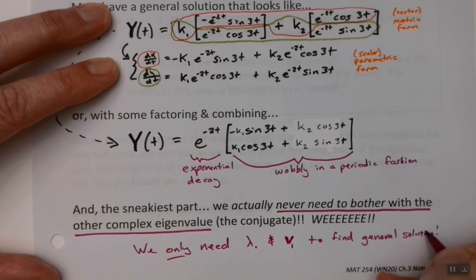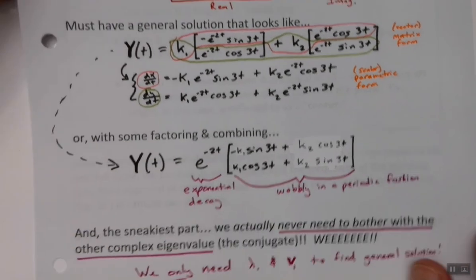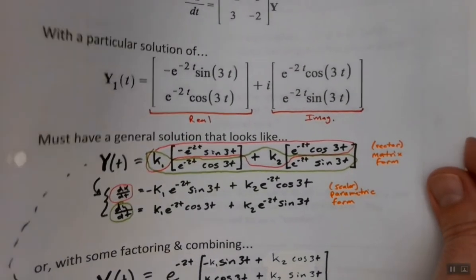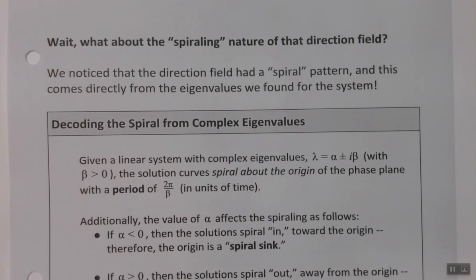And so that's really good news because it cuts down the amount of work that we have to do. That's always a nice thing. So on the next page, and this is the last page for the section, we're going to bring it all together and talk about that spiraling. What's up with the spiraling nature of these? It turns out that the spiral is actually coded into the eigenvalues themselves.